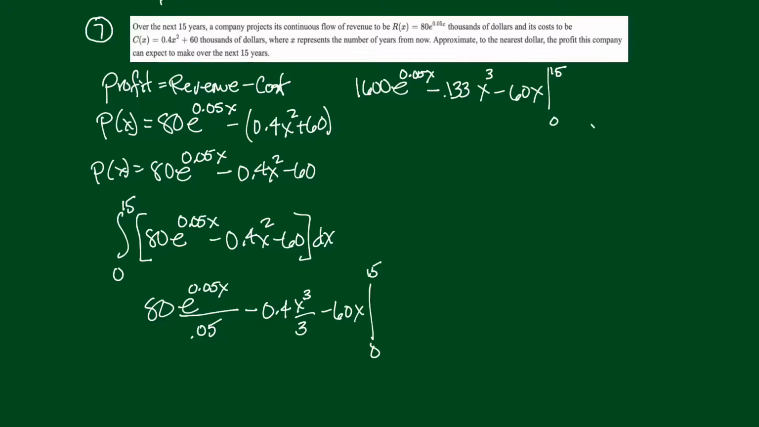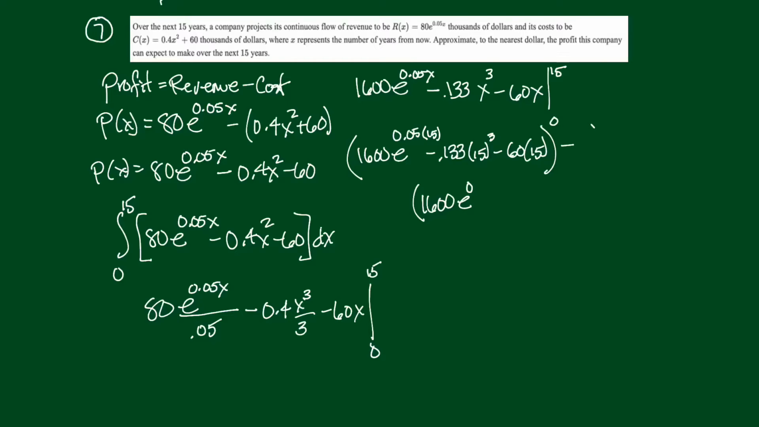15. Let's put in the upper limit, so we'll get 1600 e to the 0.05 times 15 minus 0.133 times 15 cubed minus 60 times 15, minus, now put in that lower limit, it's going to be 1600 e to the, just do this one, 0.05 times 0 is 0. So I'm just going to put 0 here.